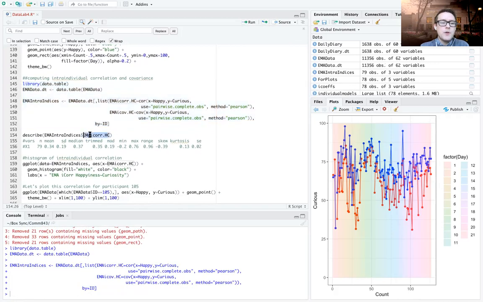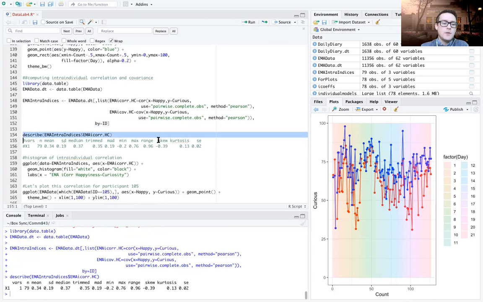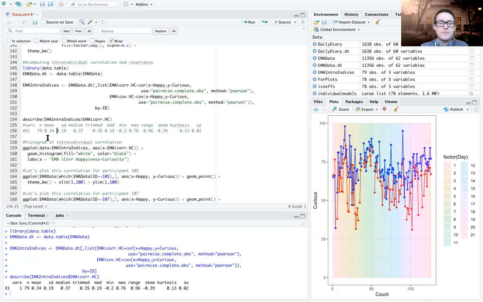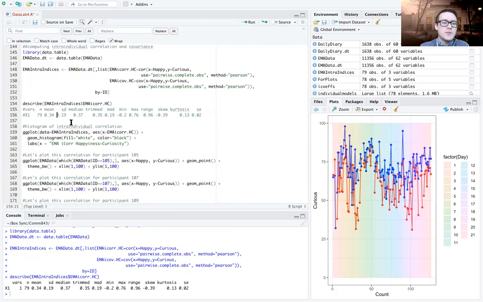Okay, so I've created an intra-individual correlation of how happiness and curiosity are changing within person. And I'm going to describe this. You'll notice that the EMA data has an extra person that the daily diary data doesn't have. So surprise, when you're working with real data, things like this can pop up and you will want to go investigate them. We know about this and we've sorted it out, but just something to be aware of when you're working with your own data.